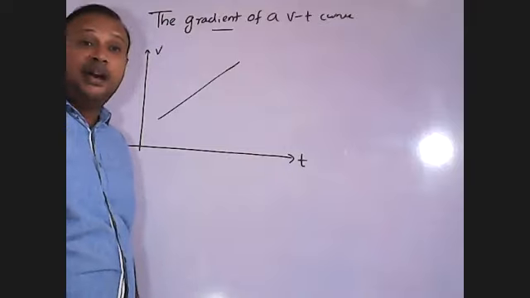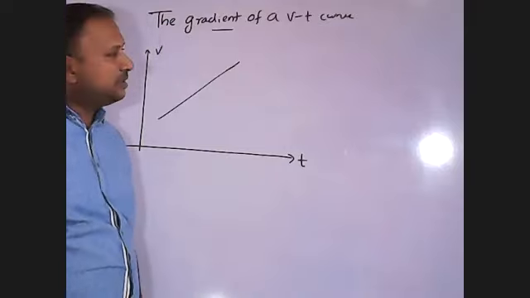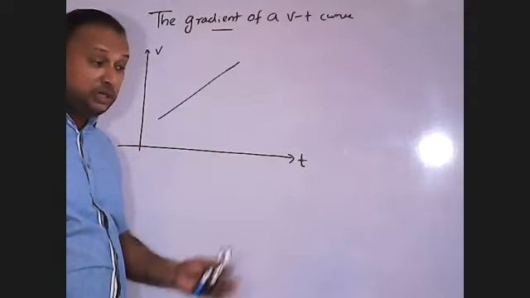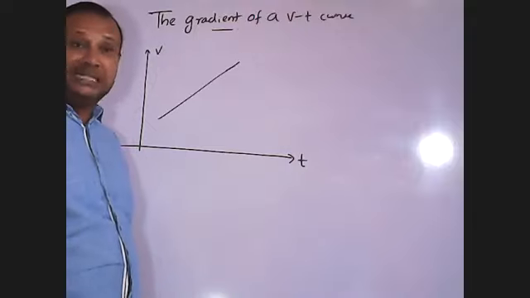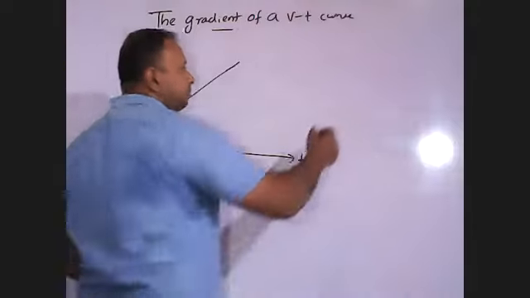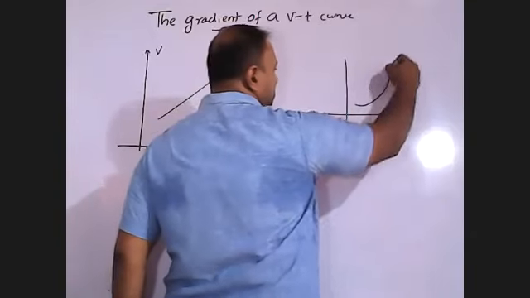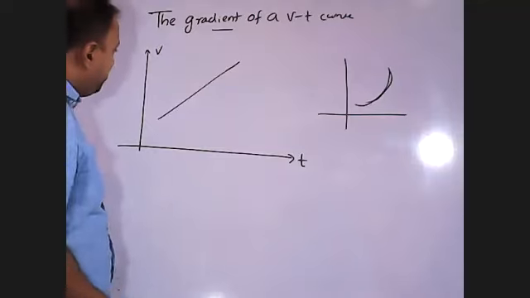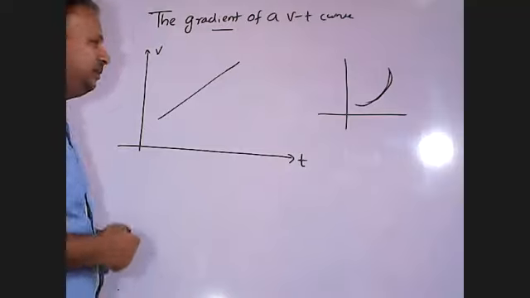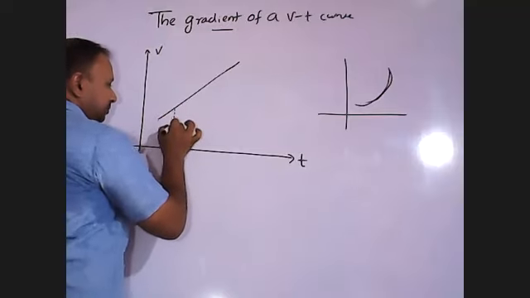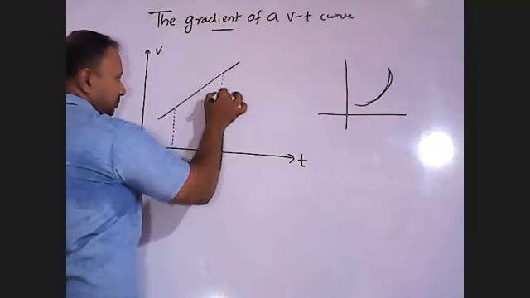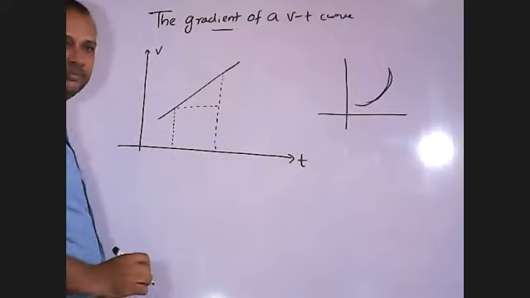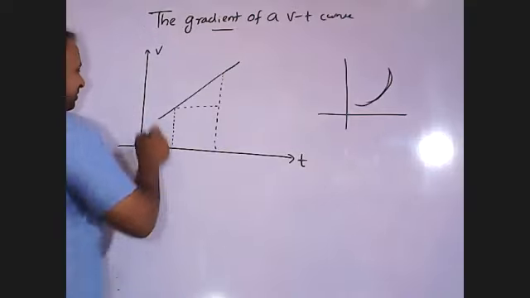So after discussing VT curves, I will describe how to find the gradient of a curve shape graph. This kind of graph, a curve shape graph. How to find the gradient? You know how to find the gradient of a straight line, no? How to find the gradient of a straight line?